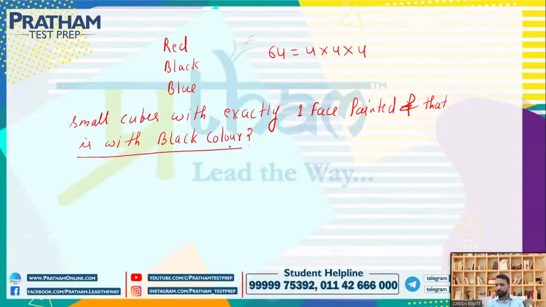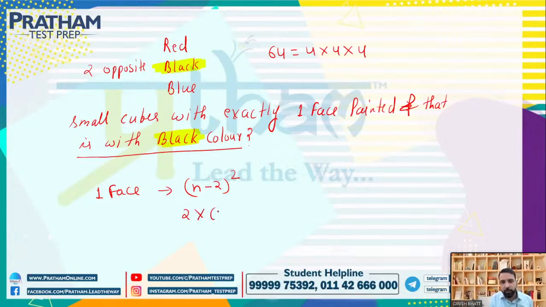Okay, Abhishek, Avnisha, very good. So what should be the formula for one face? My formula is n minus 2 whole square. How many faces are black? Because we are looking for only black faces. How many faces are black? 2 opposite faces are black. So my formula would be 2 into n minus 2 whole square.